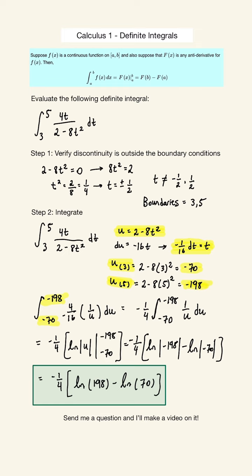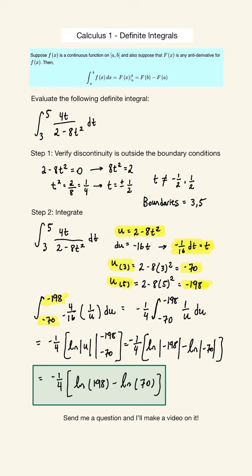So the next step is we want to integrate using u substitution. So we'll take this bottom term, we'll let that term be equal to u, and then we can go ahead and take the derivative to get du, which is going to be equal to negative 16t. Do some simplification to get negative 1/16 du is equal to t dt. And the last step is we want to convert our boundaries from 3 and 5, which is in terms of t, to bounds that are in terms of u.